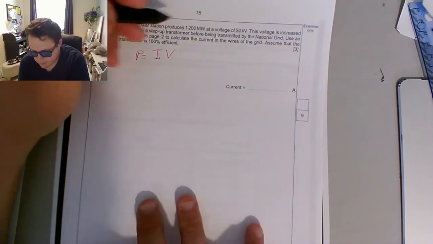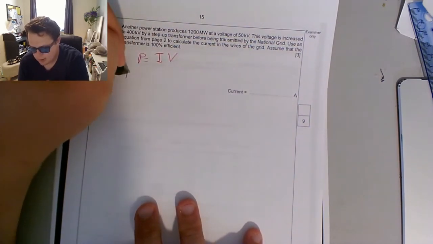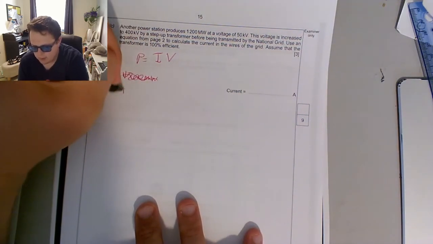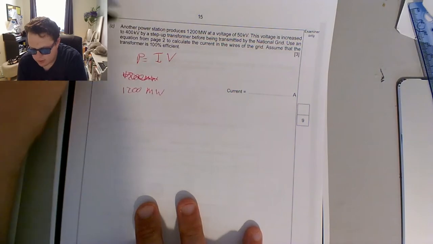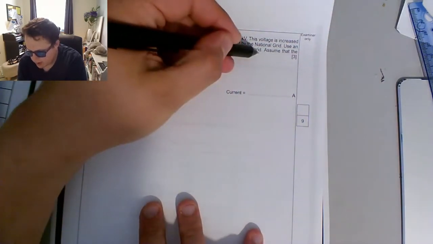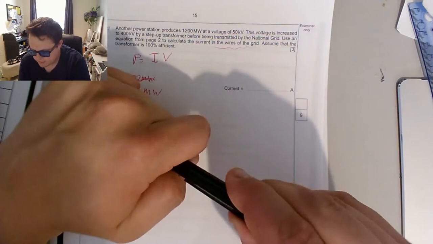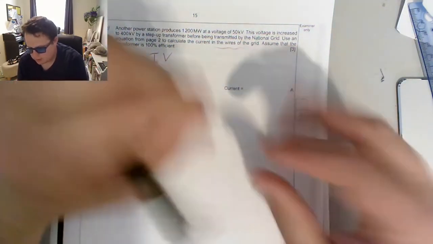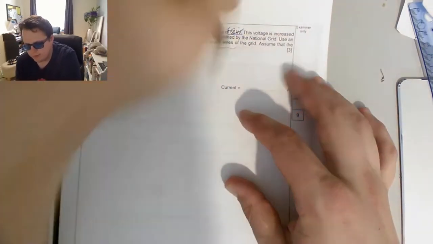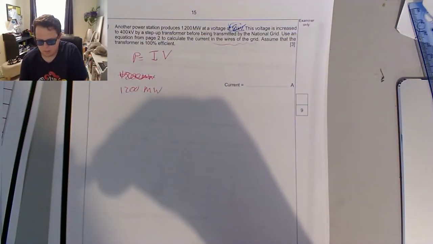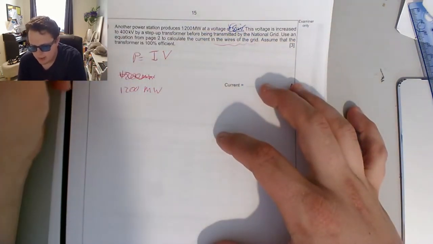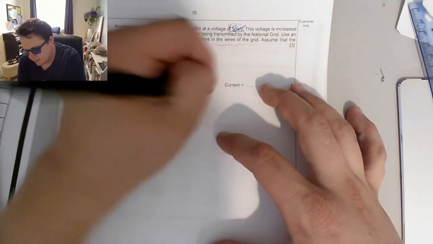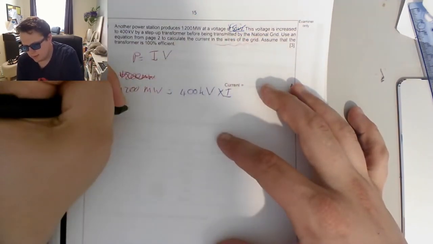Okay. So our power is 1200 megawatts. In terms of the current, which current do we want? We want the current in the wires of the grid. So in this question, we've actually got some superfluous information. We don't need the 50. The 50 is no use to us. We know the power. It's the same power, 1200 megawatts. And we know the voltage is 400 kilovolts. And we want the current.